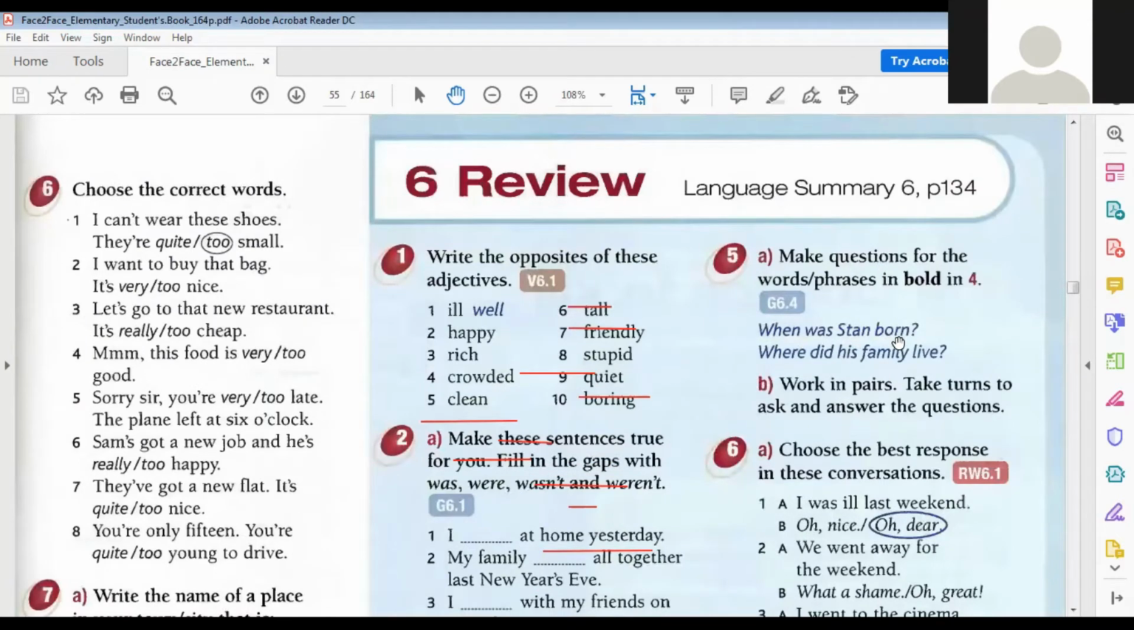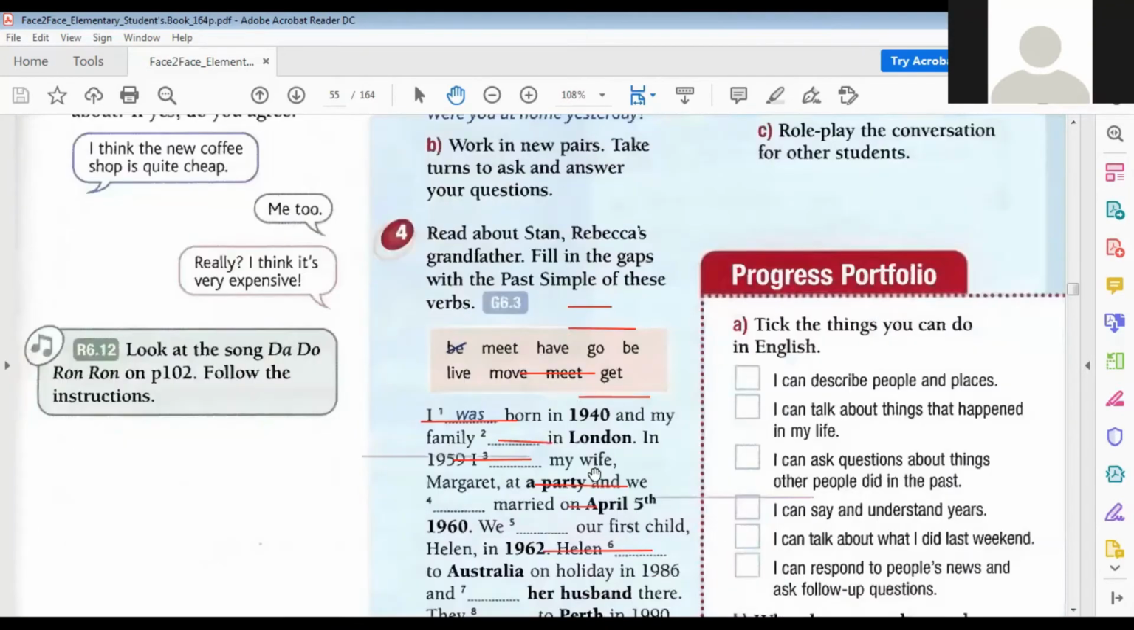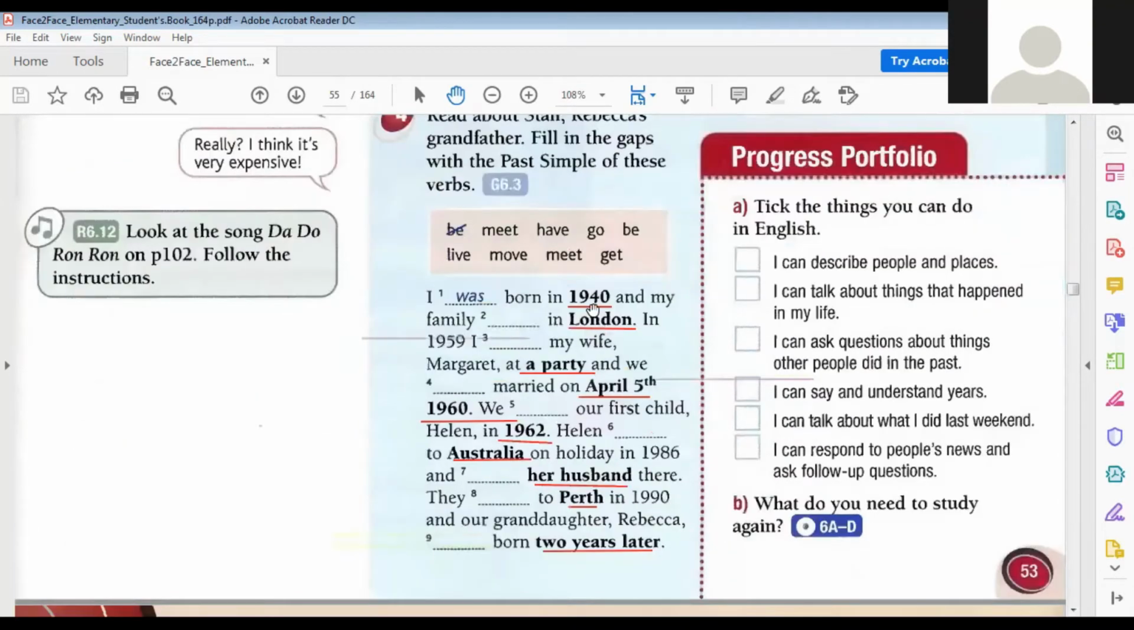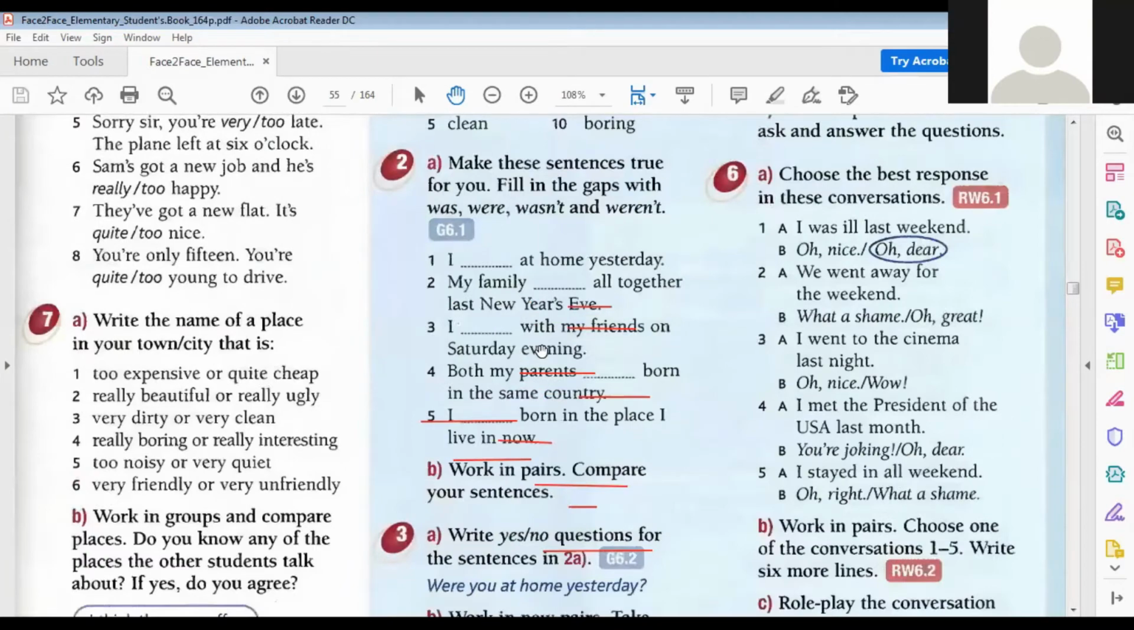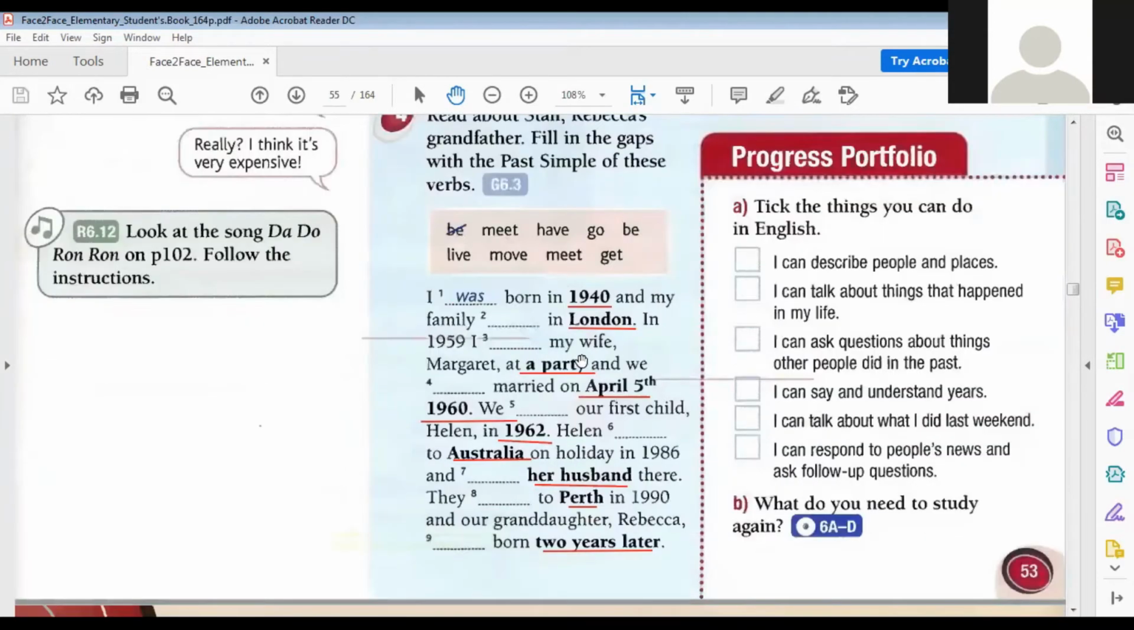So when was Stan born? Stan was born in 1940, right? And if you take a look at the second question, where did his family live? So we can say his family lived in London, right?